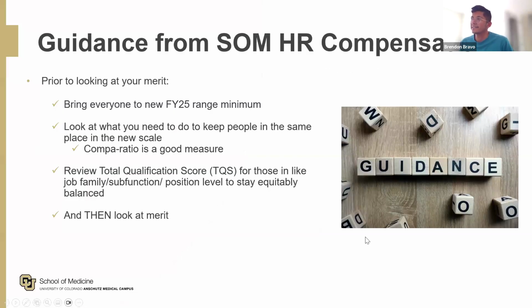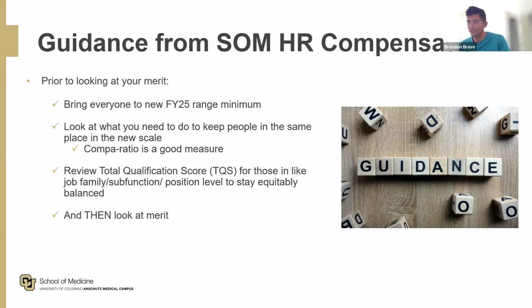Next is some guidance from SOMHR compensation. Prior to looking at your merit, we recommend that you first look to bring everyone to the new fiscal year 25 range minimum. That just means if you see someone falling below the minimum, they need to be brought at least up to that new minimum amount.